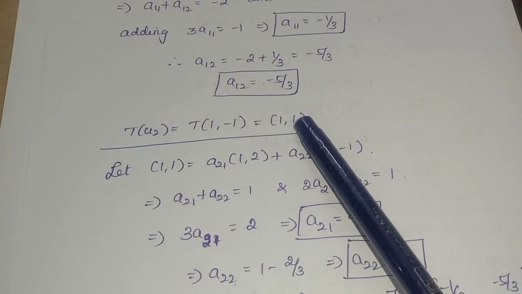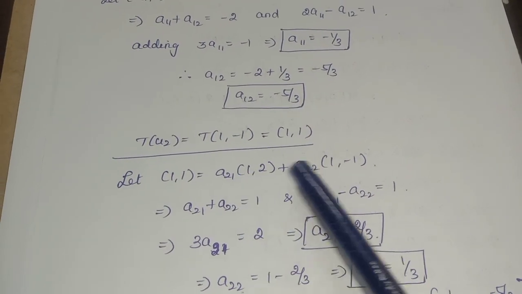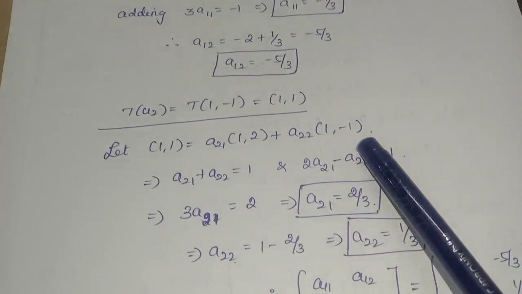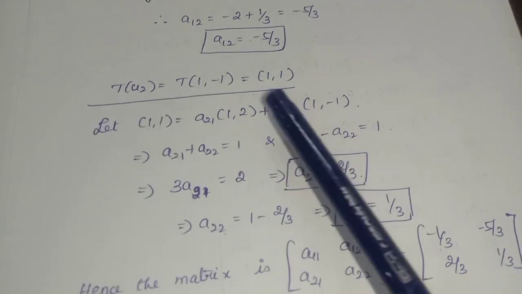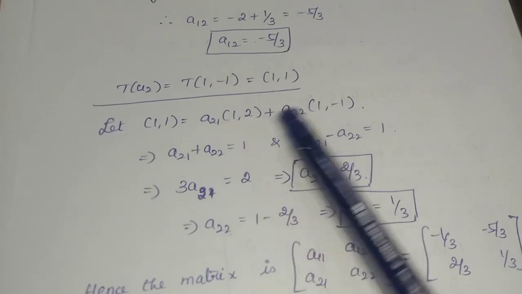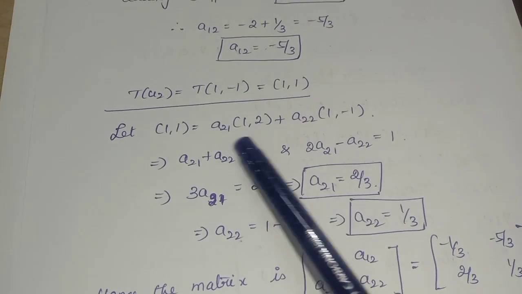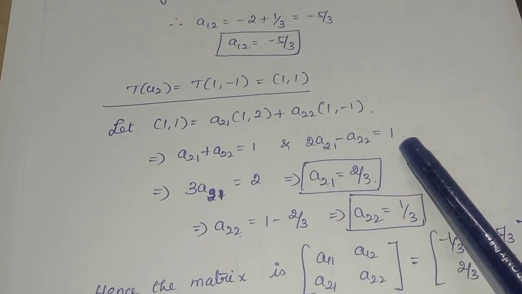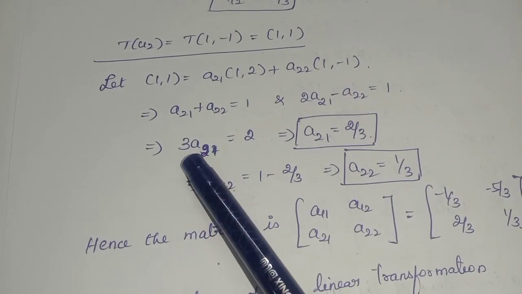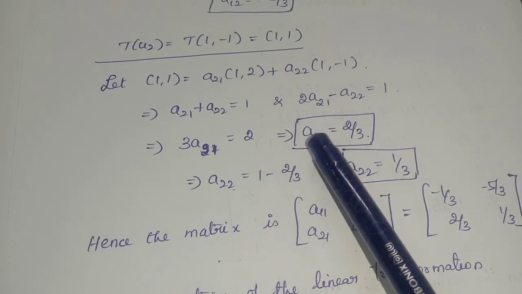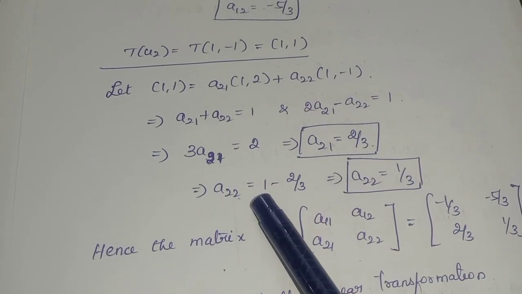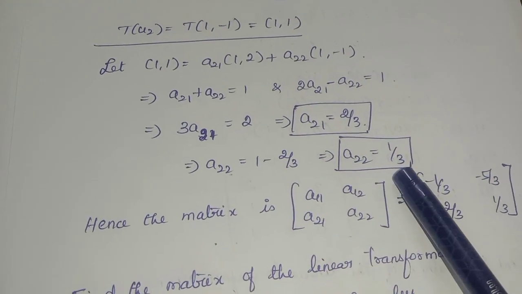Again this 1 comma 1 you have to write as a linear combination of u1 and u2. So let me take it as a21 into 1 2 plus a22 into 1 minus 1. Now simplify and equate the first and second coordinates on both sides. So a21 plus a22 equal to 1 and 2a21 minus a22 equal to 1. So by adding these two equations, I am getting 3a21 equal to 2. Therefore a21 equal to 2 by 3. So substitute it here. a22 equal to 1 minus 2 by 3 equal to 1 by 3.